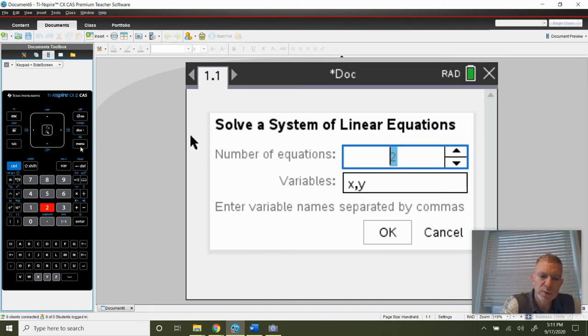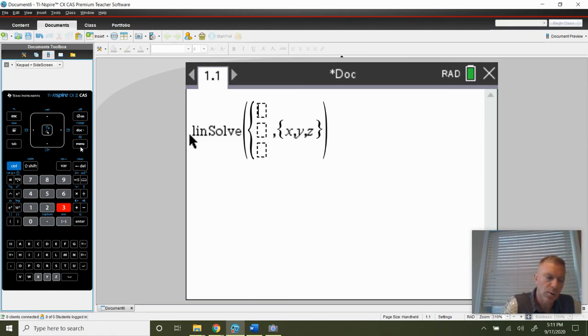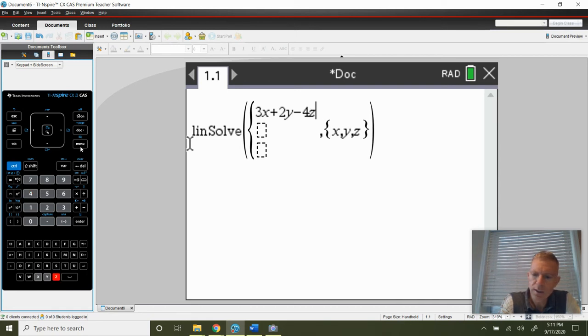Now, how many equations do we have? We have 3. And once you type in that 3 and hit tab, it's going to default to x, y, and z. And that's what we have. So we'll go to OK. Now we'll type in our 3 equations, which were 3x plus 2y minus 4z equals 1. Back to the next one. 5x minus 3y plus 7z equal to 28.